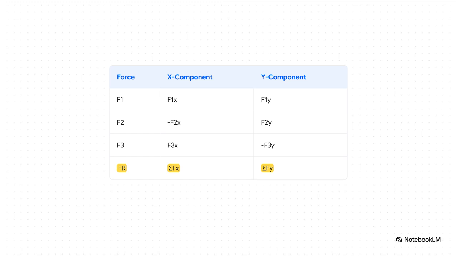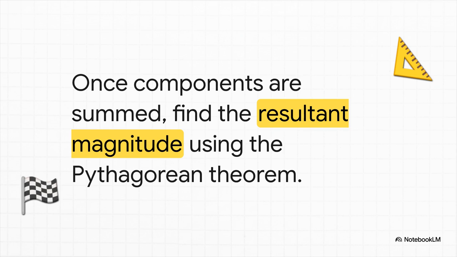Look, you just list out all your forces, you find their x and y parts, and then you just add. You add up the whole x column to get your total x, and you add up the y column to get your total y. All of a sudden, that messy geometry problem has turned into basic addition. It's that simple.